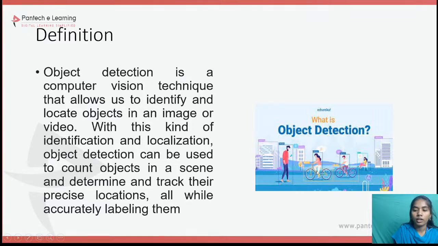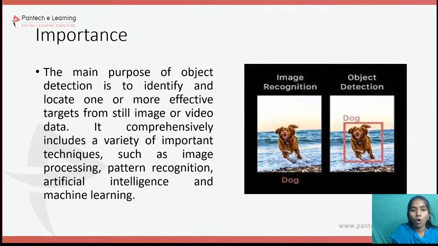So persons are there, and bicycle is there, and girls. So different genders are there. Like you can see buildings, each and everything we are detecting objects by using the object detection process. Okay, so why are we using this object detection?